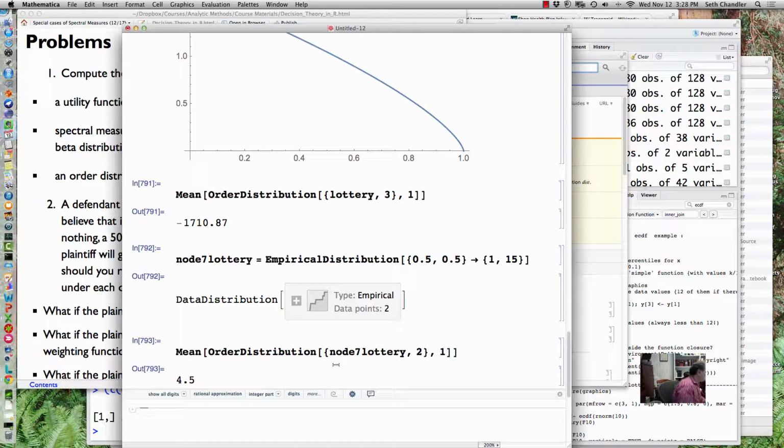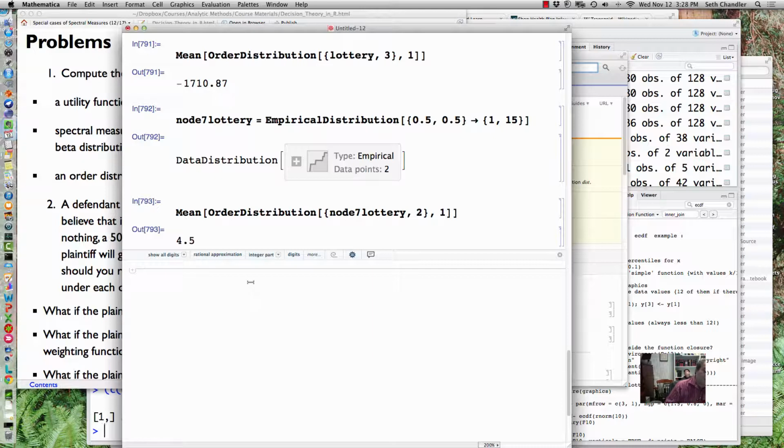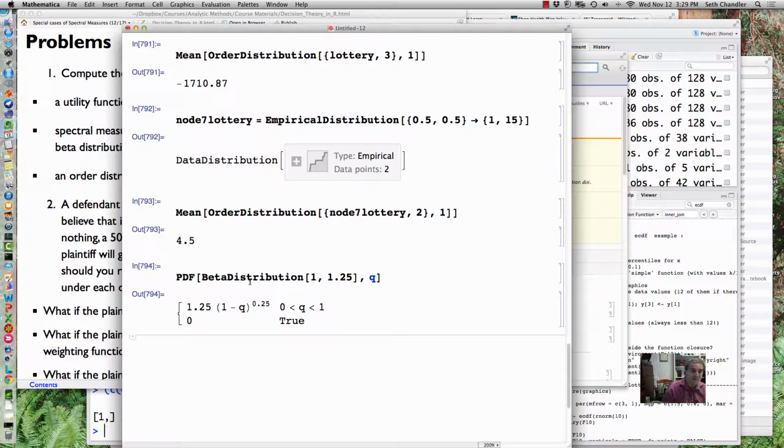Now I need to make it a little more challenging. We now have a person, same scenario, but instead of using an order distribution where they take the worst of 2, they actually are a spectral measure kind of person, and their spectral measure happens to be the PDF of a beta distribution of 1 and 1.25. Okay, so let's see what they choose to do now.